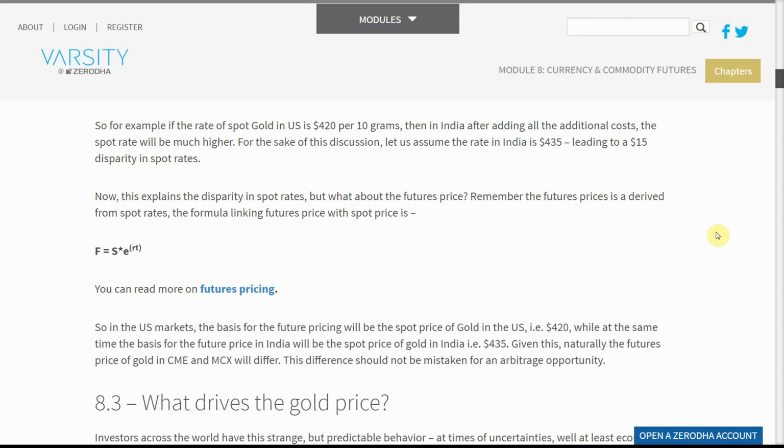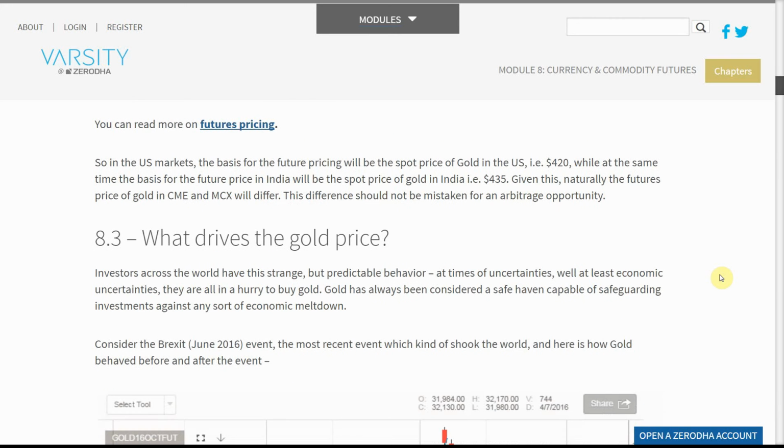Remember, the futures price is derived from spot rates. The formula linking futures price with spot price is F equals S asterisk e^(RT). You can read more on futures pricing. So in the US markets, the basis for the futures pricing will be the spot price of gold in the US, i.e., $420. While at the same time the basis for the futures price in India will be the spot price of gold in India, i.e., $435. Given this, naturally the futures price of gold in CME and MCX will differ. This difference should not be mistaken for an arbitrage opportunity.